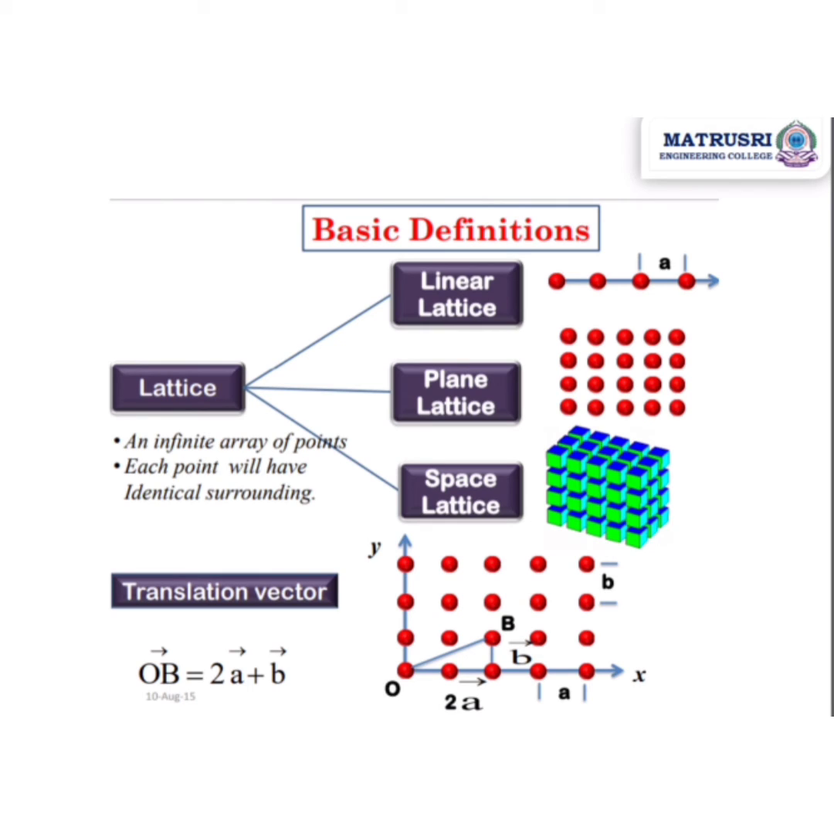If we choose a point B, how do we write the translation vector for that? Along the x-axis the distance is a plus a, that is 2a, and along the y-axis the distance is b. Altogether, the translation vector to reach point B can be written as OB equals 2a plus b. This is called the translation vector.